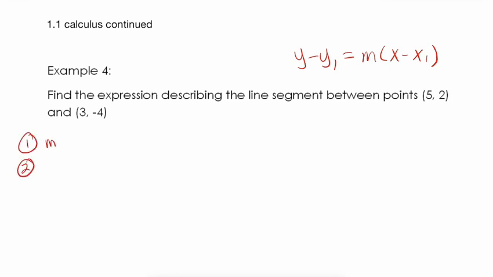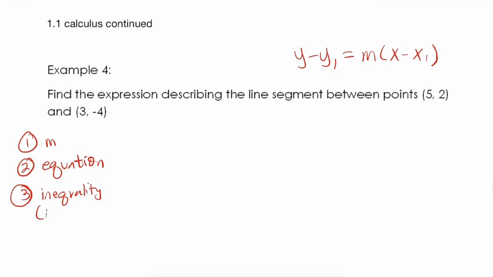The first step is to find your slope. The second step is to find your equation. In this one, because it's a line segment, there's a third step. We have to find the inequality or the interval notation, because this segment starts at one place and stops at the other.